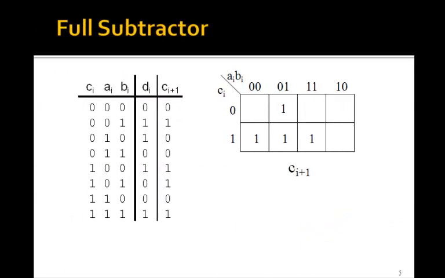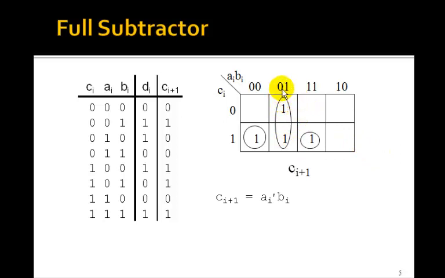If we look at the borrow, the C_i plus 1, for the full subtractor, it's a little different than the full adder. Here we have min terms 1, 4, 5, and 7. So here we, in general, would have 3 circles. But let's do the same thing we did for the full adder. That is, take these min terms and see if we can simplify it using some Boolean algebra.